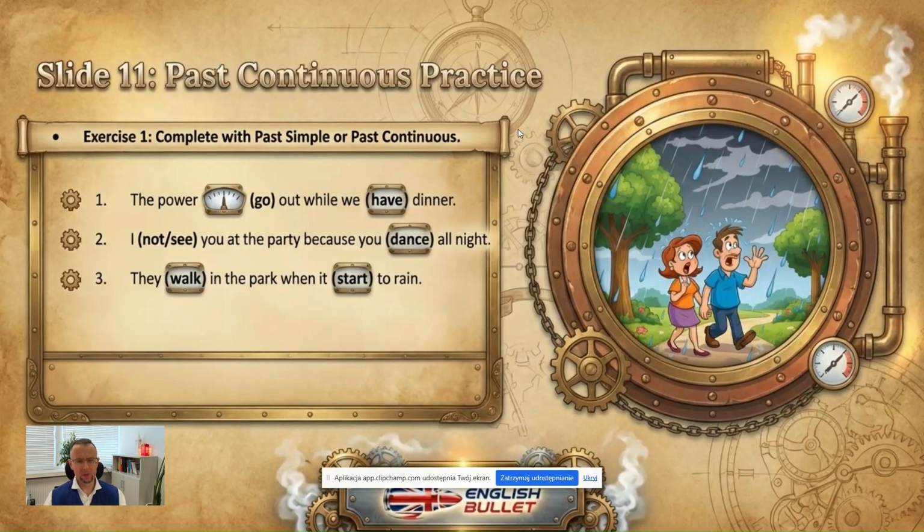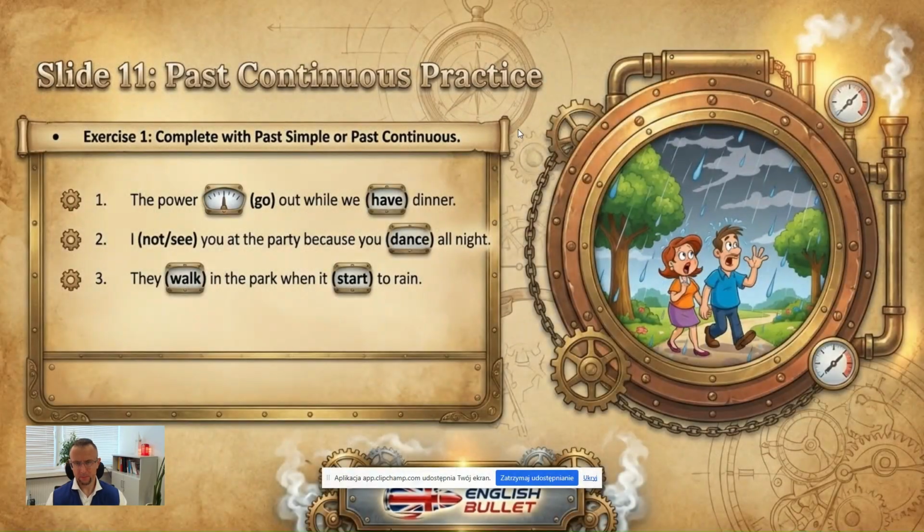And the third one, they walk in the park when it started to rain. What's the form we use here? They were walking in the park when it started to rain. The walking was a lasting activity. They were just walking in the park, talking. We don't know how long it lasted, but they were walking. And then all of a sudden it started to rain.